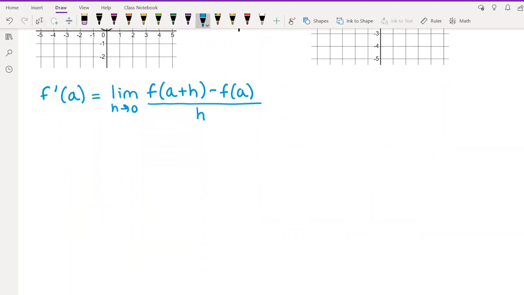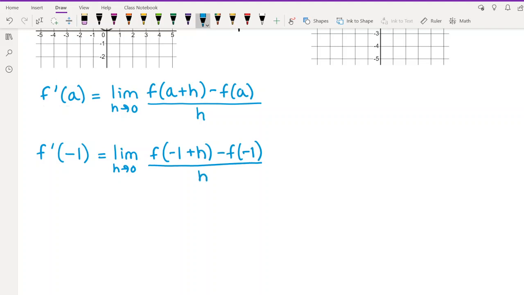So we're going to just use this definition that I wrote out here to actually calculate the slope at -1, and then we'll do it at 0 as well. So how does this work? Well, we basically just want to plug -1 in for a. So we're finding the limit as h approaches 0 of f of -1 plus h minus f of -1 all divided by h.